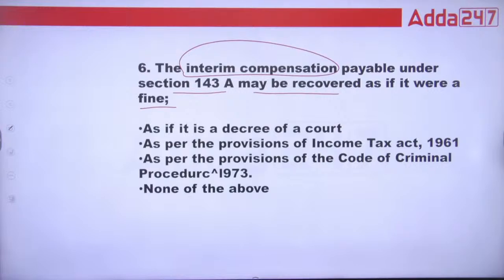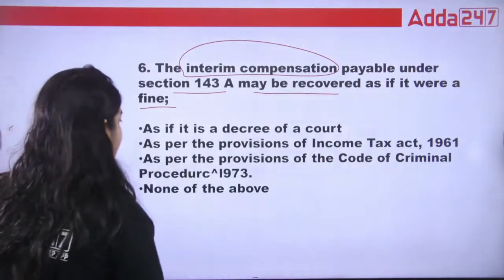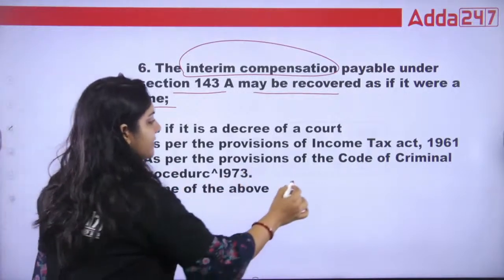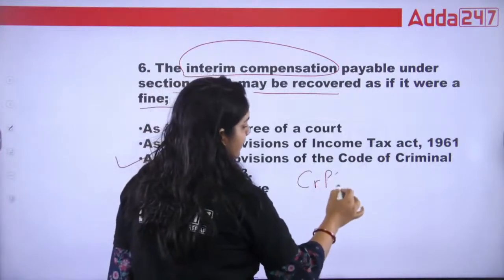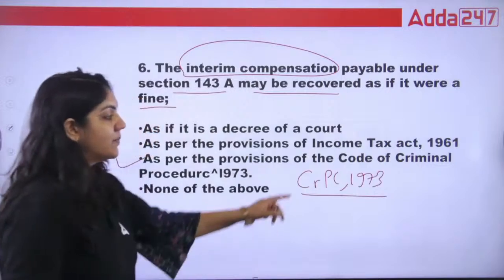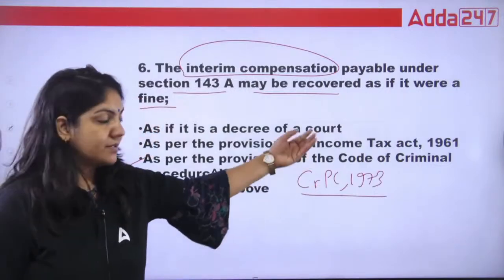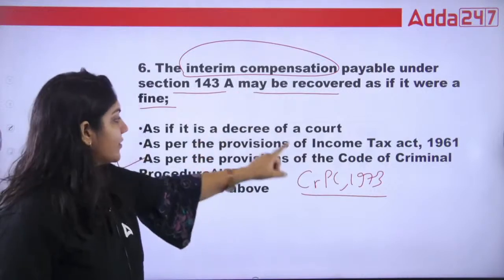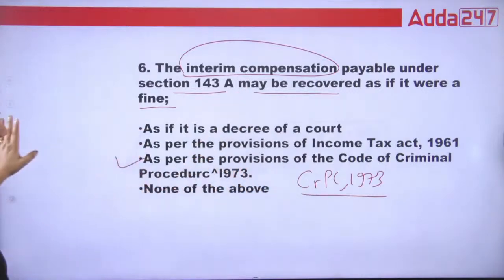So interim compensation means, in the middle of the case, whatever compensation the party has to pay. Yes, class, what is the right answer? See, as we already know, CrPC, what is CrPC? Its short form is CrPC 1973. Under this act, the procedure will be followed under section 138 of the Negotiable Instruments Act. So that's why for the 6th one, this is the right answer.